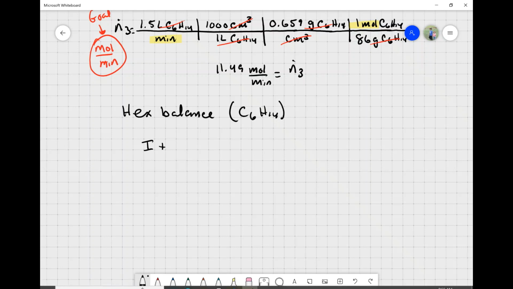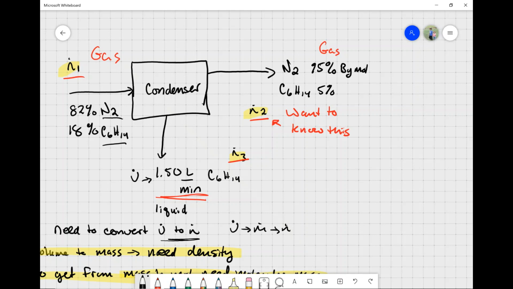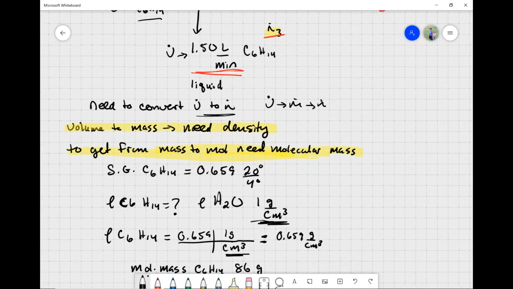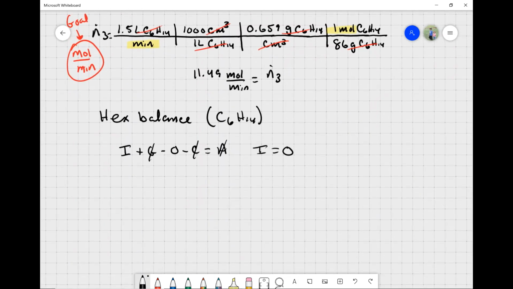Input plus generation minus output minus consumption equals accumulation. So we're assuming in this condenser that everything's coming out. There's no chemical reactions. Again, this is a separation problem. We're not consuming anything. We're not generating anything. And so once again, we're not generating, we're not consuming, we're not accumulating. So input equals output. So all of our balances will be of this form, input equals output.